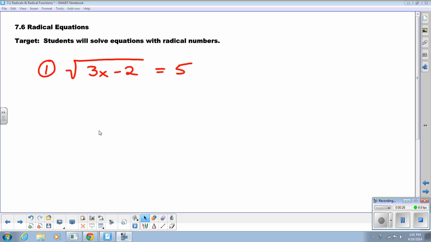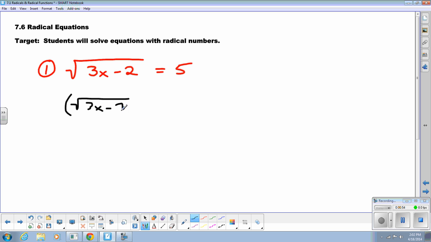To start with, you have the square root of 3x minus 2 equals 5. One of the things we need to do is remove the square root symbol. How do we remove that square root symbol? What we do is square both sides of the equation. So I would be writing this: parenthesis, the square root of 3x minus 2, parenthesis squared, equals 5 squared.